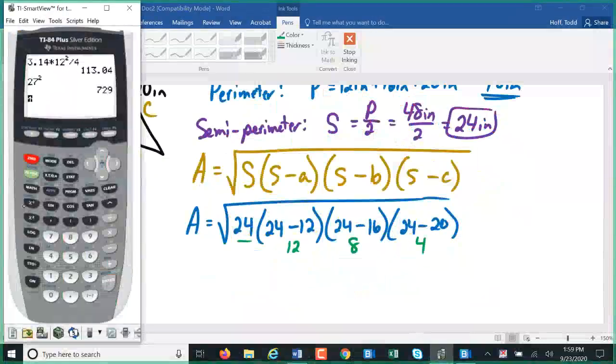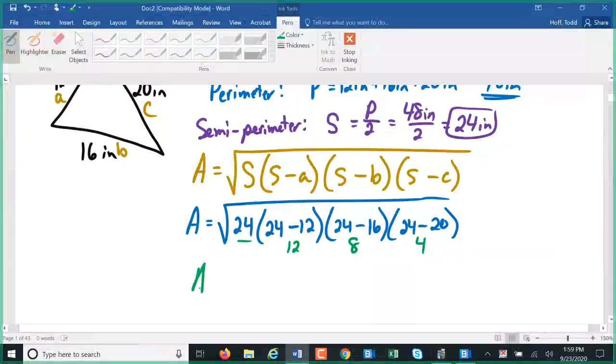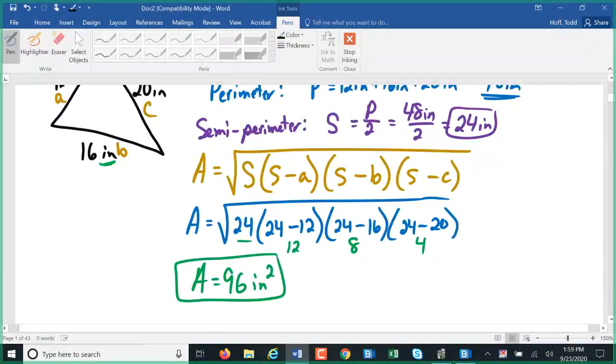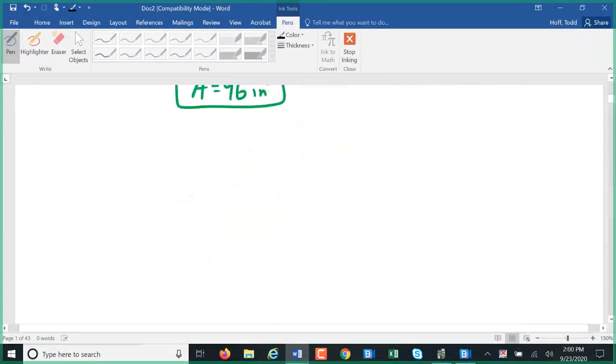So let's calculate that out. Square root of 24 times 12 times 8 times 4 gives us 96. That area is 96. The lengths are all in inches, so that'll be in square inches. Now that worked because this is actually a right triangle. I cheated a little bit. If it weren't a right triangle, that'll never come out to a nice, neat little number like that. If it's not a right triangle, it actually comes out to what they call a non-terminating decimal. It goes on forever.